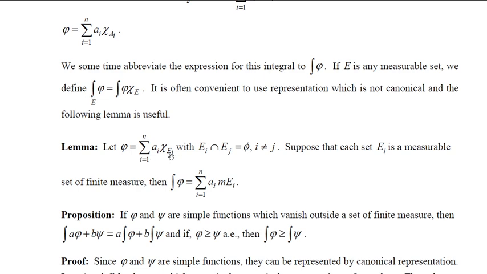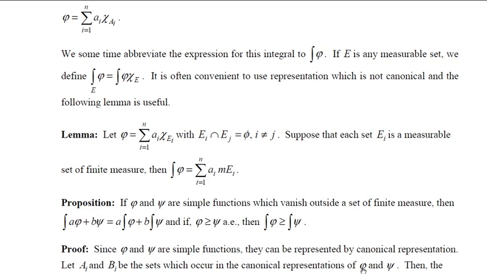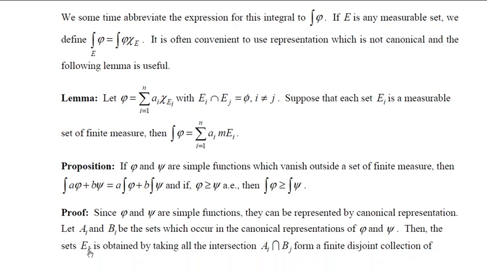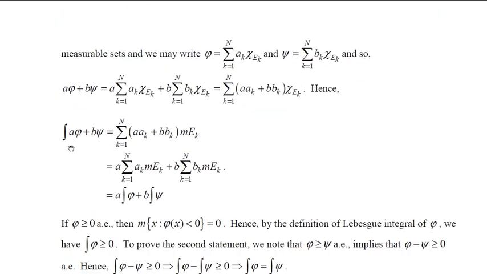For this, let us assume there exist two sets E_i and B_j which occur in the canonical representations of phi and psi. Then the sets E_k are obtained by taking the intersections of E_i and B_j to form a finite disjoint collection of measurable sets, and we write phi in the canonical representation as the summation k from 1 to n of a_k chi_{E_k}, and psi as the summation k from 1 to n of b_k chi_{E_k}. And so a phi plus b psi is nothing but a times this plus b times this. Take the common factors and the summation, and you get the summation k from 1 to n of (a a_k plus b b_k) chi_{E_k}.